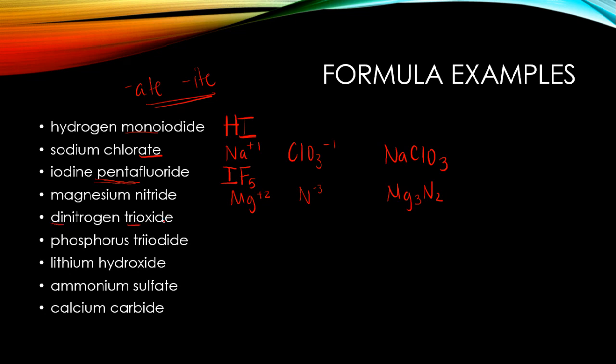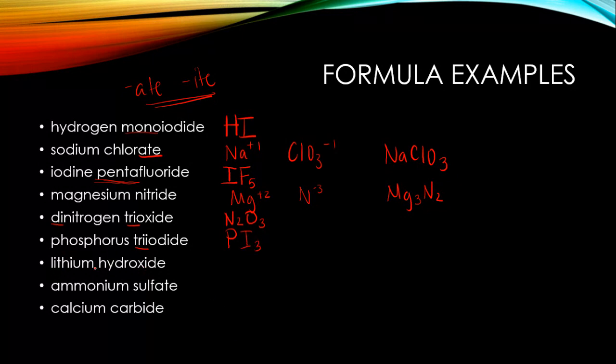Dinitrogen trioxide. I see prefixes. No math work for me. This is covalent. Dinitrogen is N2. Tri is 3 oxygens. Boom. Done. Phosphorus triiodide. We're in luck again. No math work. Phosphorus, there's no prefix mentioned, which means it has to be 1. Triiodide would be 3 I's.